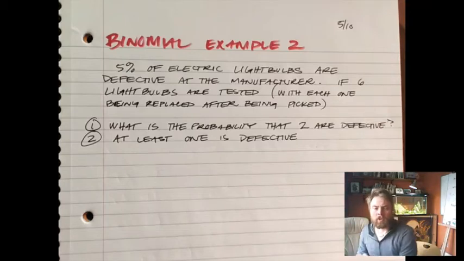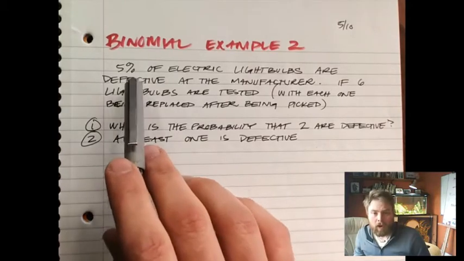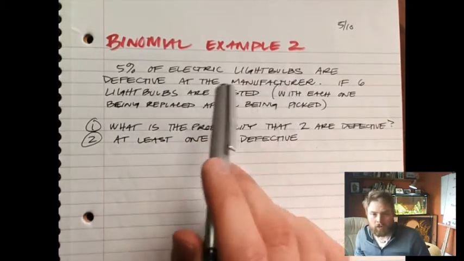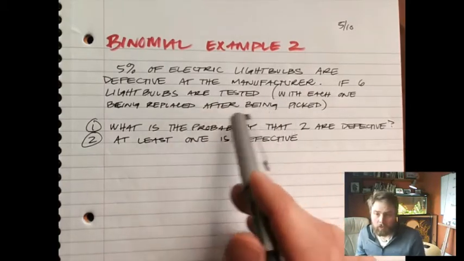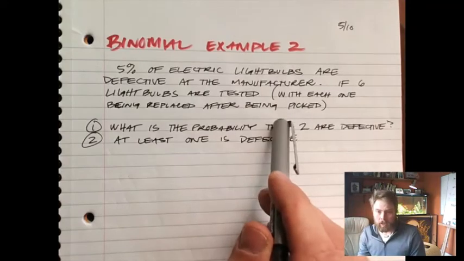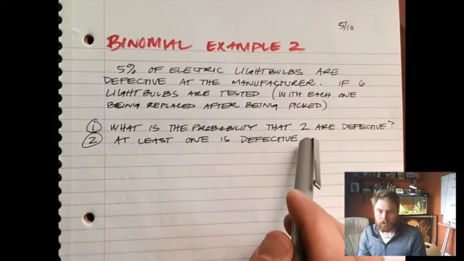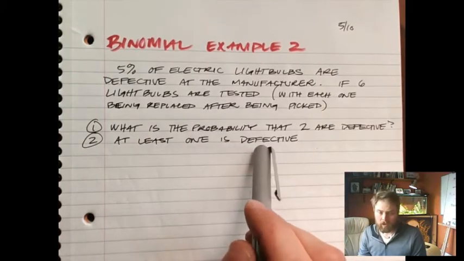Alright, here's one more example of this type of probability. It's a little bit different. So 5% of electric light bulbs are defective at the manufacturer. If 6 light bulbs are tested, presumably randomly, with each one being replaced after being picked, what is the probability that 2 of the 6 are defective, or at least 1 is defective?